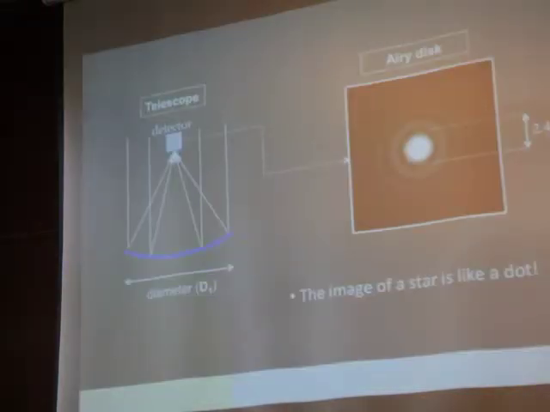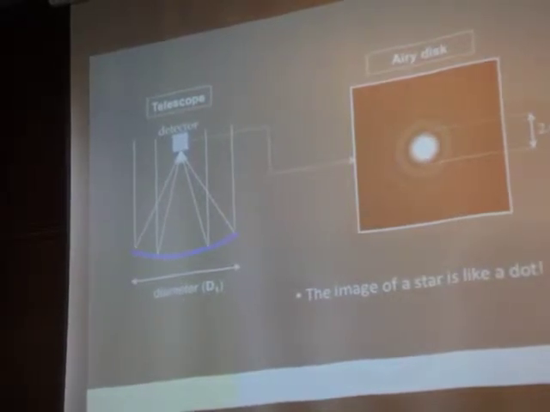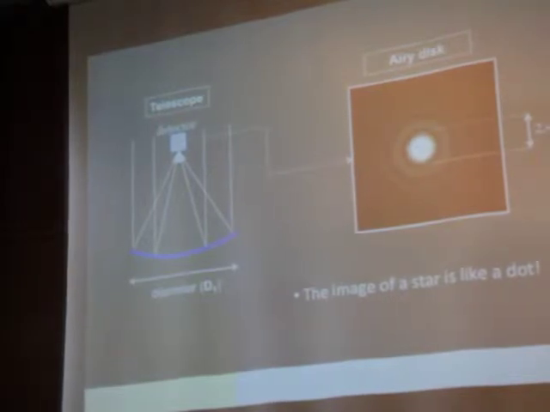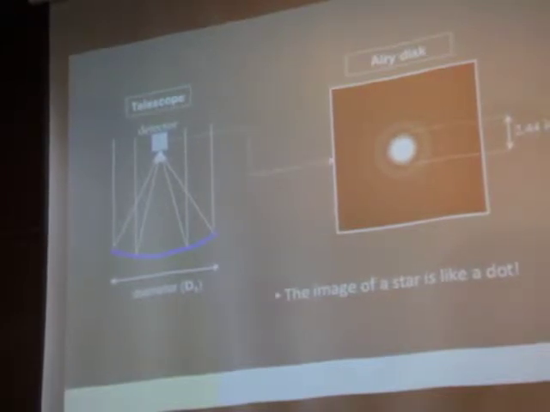So here is just a small summary of what the 4 or 5 lectures coming will be about. Let's just assume that you want to observe a distant object with a telescope. You have the primary mirror with the diameter d1. Then you have the detector in the focal plane.